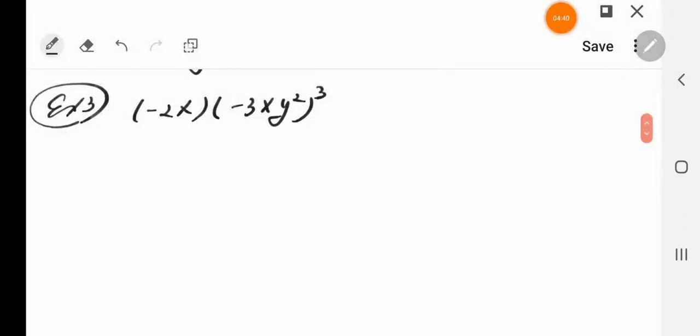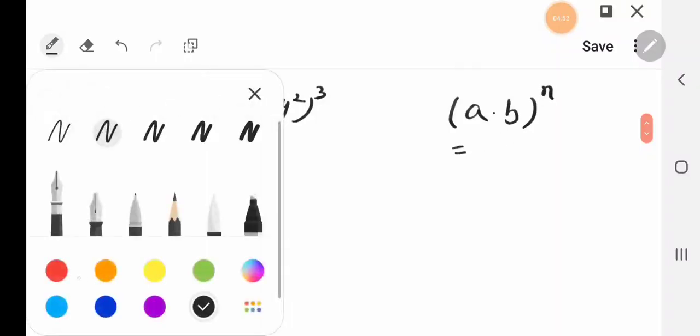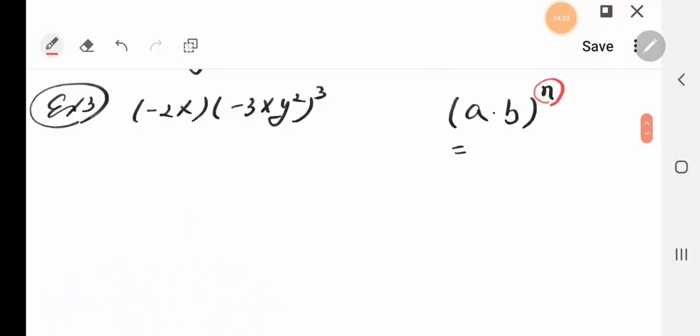Okay, for example 3, let's check another property. If the base is a times b and this is raised to the nth power, then we can assign this power n to each factor in the base. So it will be a to the nth power times b to the nth power.